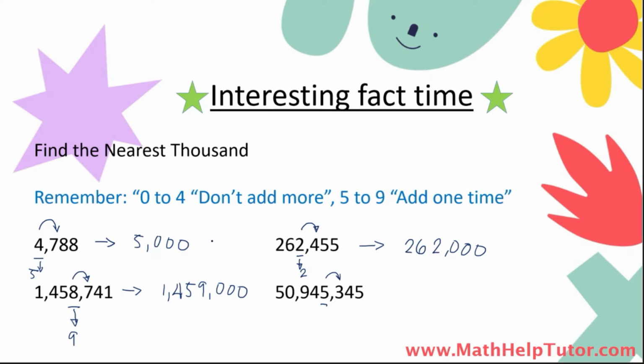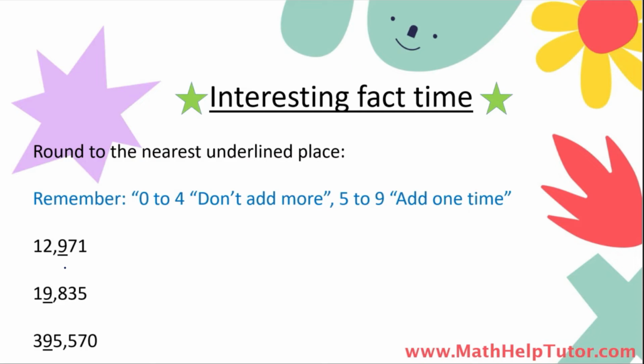Since 3 is within 0 to 4, that means we don't add more to the place that we are rounding. So we retain it as 5. Let's write 5 here, comma. Let's convert the rest of the digits to the right into zeros. And then we consider the places to the left. We have 50,9. So the answer to the nearest thousands for our number is 50,945,000. Now let's try using this technique on numbers that have the digit 9.